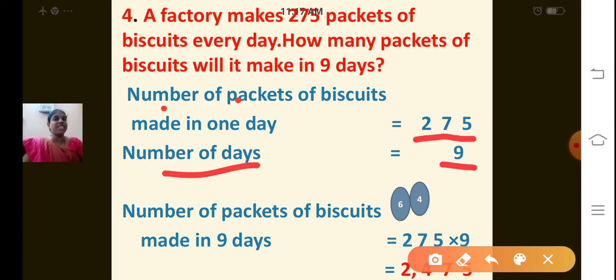Number of packets of biscuits made in 9 days. So for 9 days we have to find out, right? How many packets can they make in 9 days? So what do we have to do? I told you, we have to multiply. If they have given for 1, asking for more means we have to multiply. So we are going to multiply 275 into 9. Shall we multiply 275 into 9?